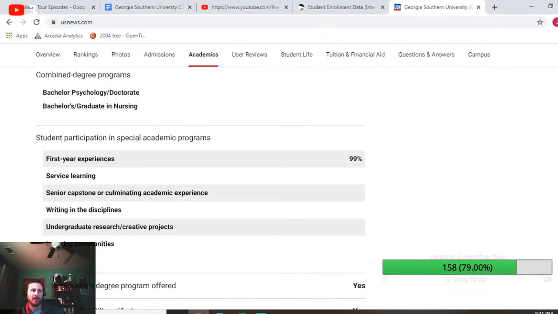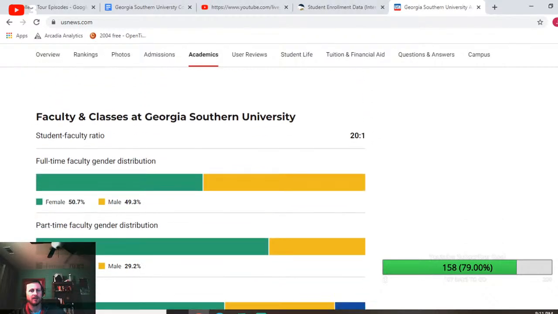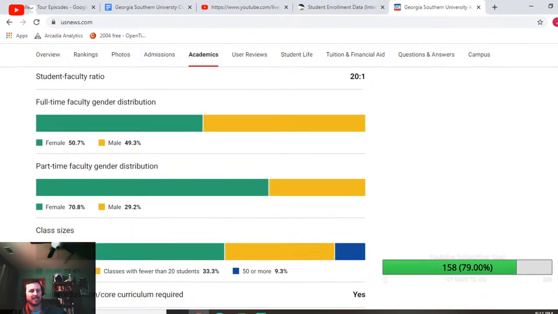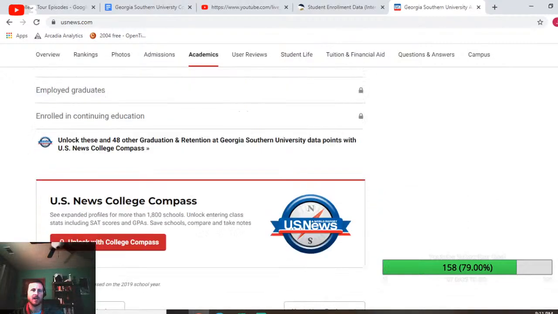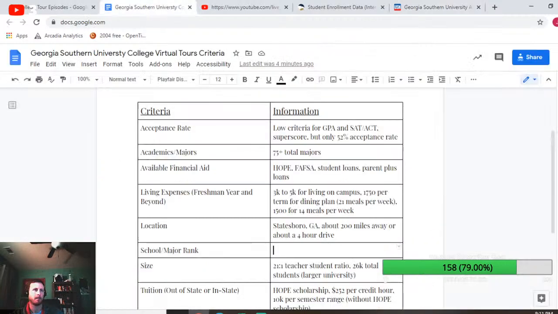Yeah, not a whole lot in terms of useful information, I would say, because again, a lot of it is locked, unfortunately. But that gives us a pretty good idea about Georgia Southern. It shows a 52% acceptance rate, but I feel like for the type of students that are probably watching something like this, the chances of you getting into a college like Georgia Southern are pretty high.